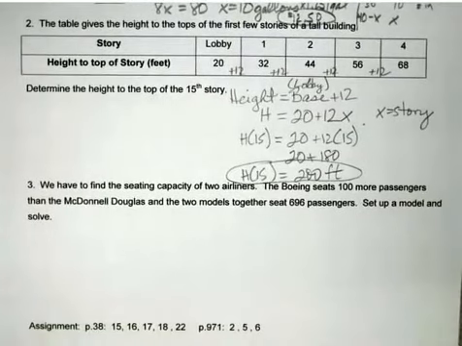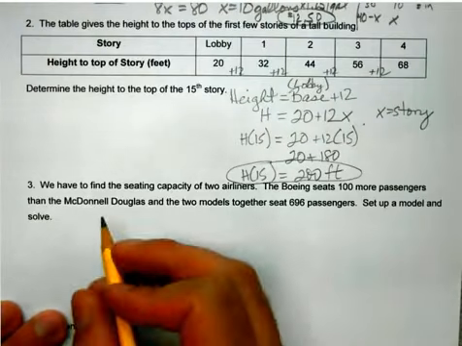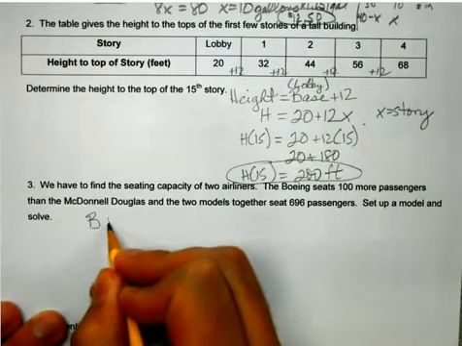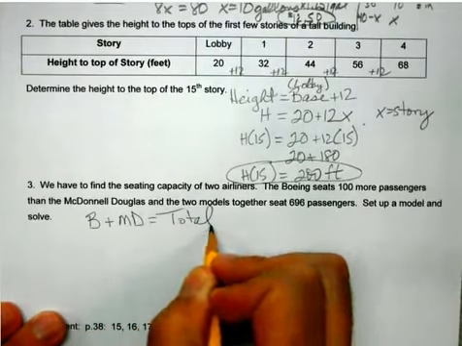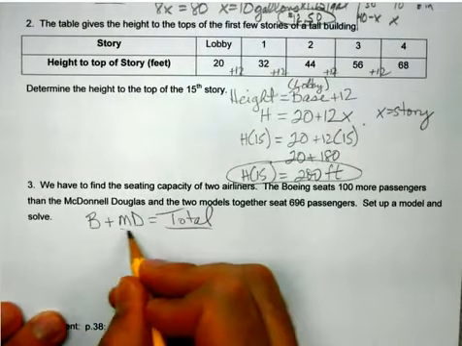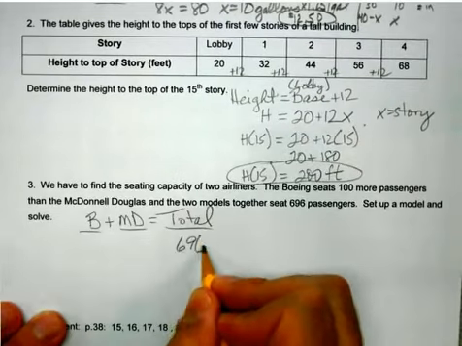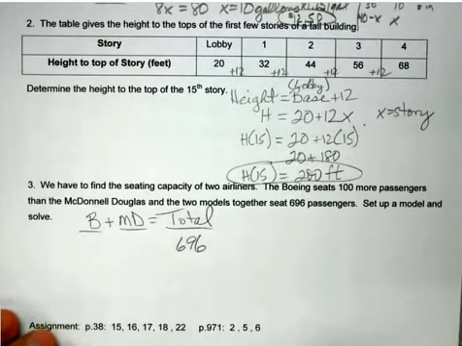So finally, we have to find the seating capacity of two airliners. The Boeing seats 100 more passengers than McDonnell Douglas, and the two together seat 696 passengers. Set up a model and solve. Okay, now again, let's look at this. The two together. So Boeing plus McDonnell Douglas equals the total. Well, we know the total is 696 passengers. And we are trying to figure out how many passengers go with each.